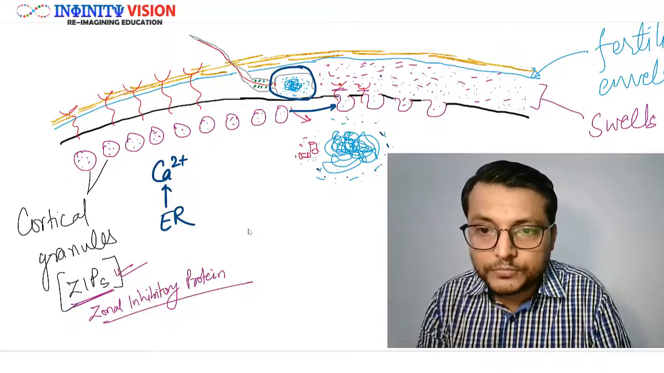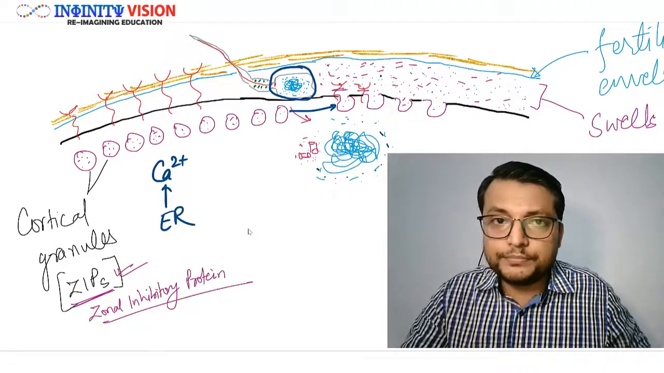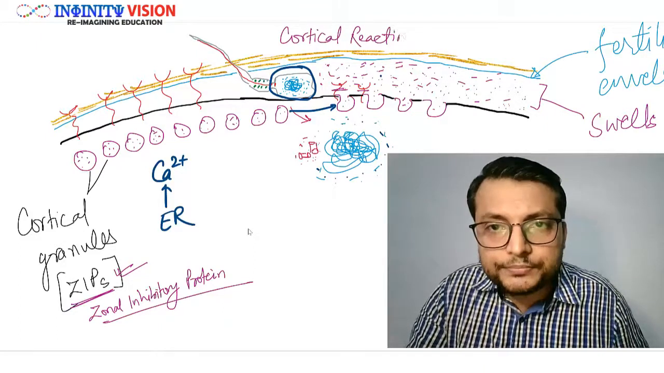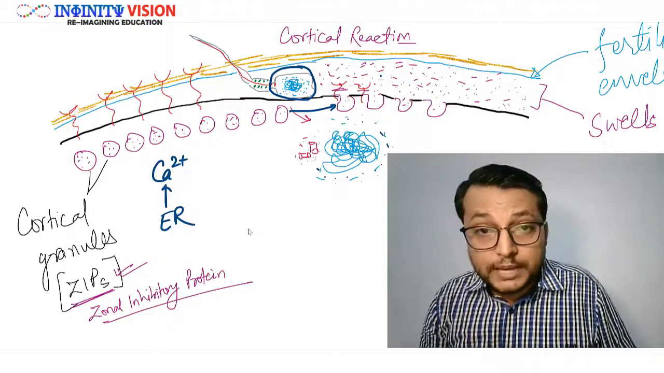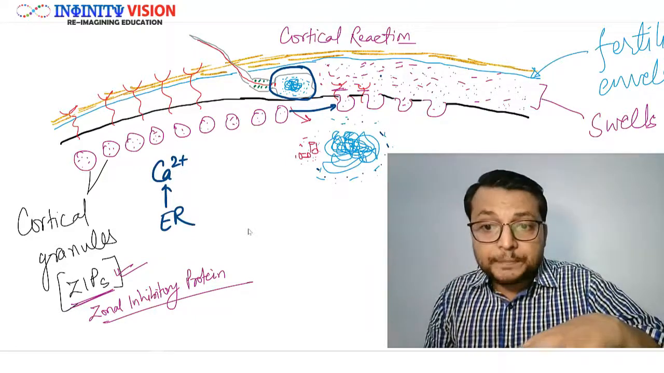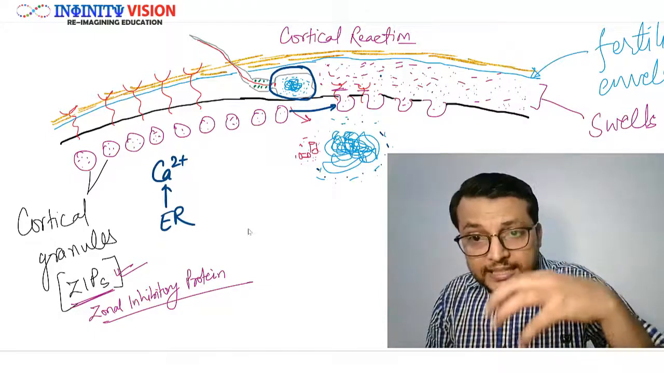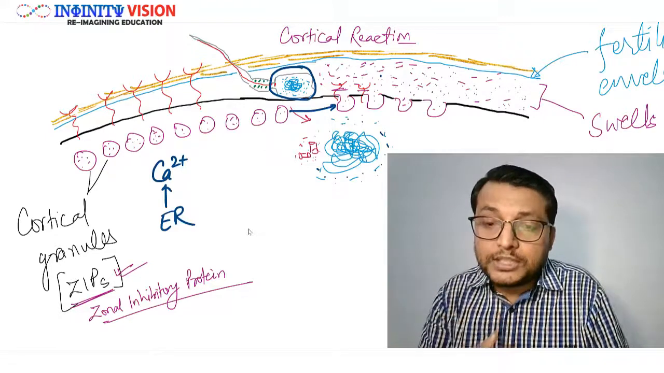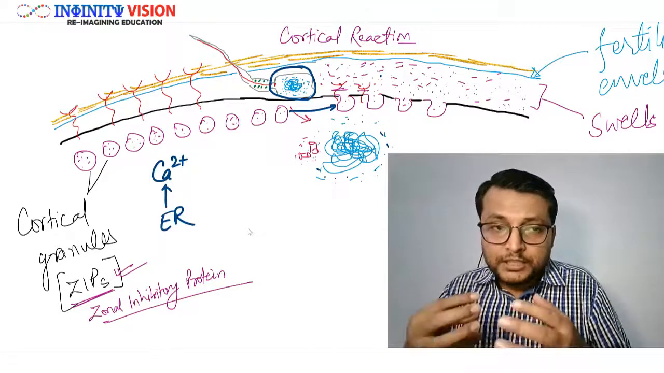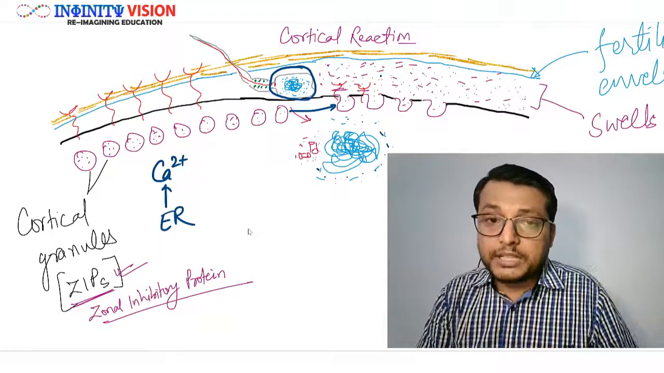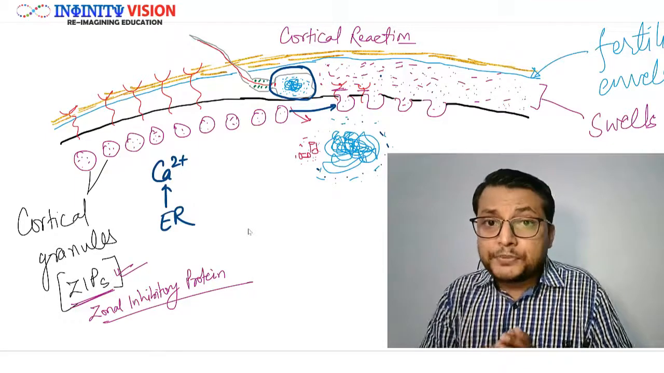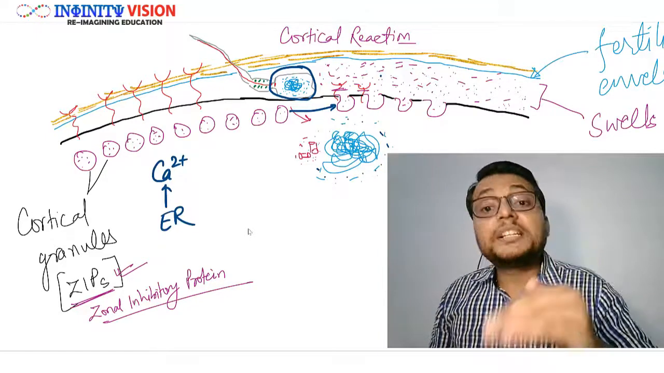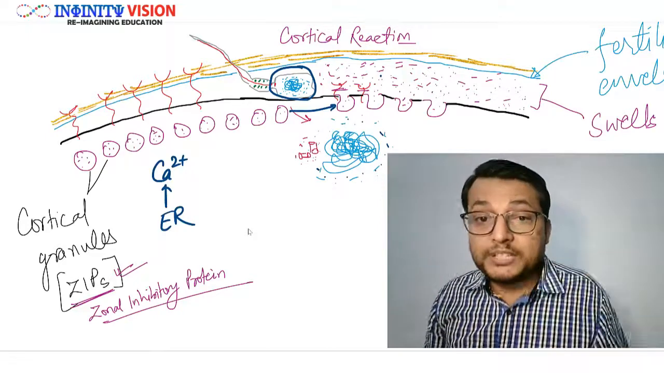Cortical reaction is happening. This is called cortical reaction. I'm writing it here. Cortical reaction. And during cortical reaction what happens? Upon the entry of the first sperm inside the secondary oocyte, there is a release of calcium from the endoplasmic reticulum. As a result, the cortical granules of the secondary oocyte go and fuse with the membrane of the secondary oocyte, releasing their content into the perivitelline space.